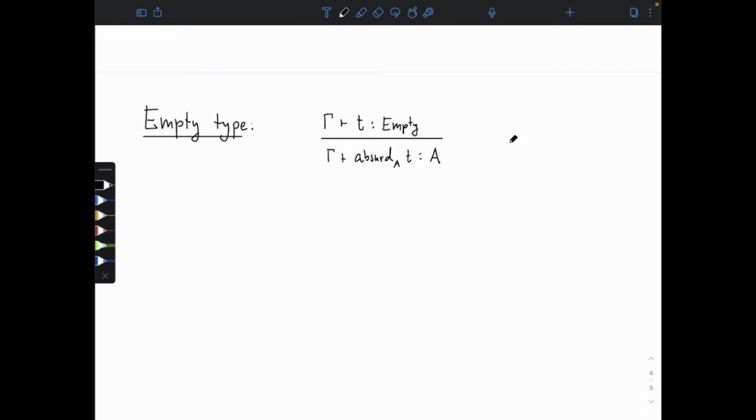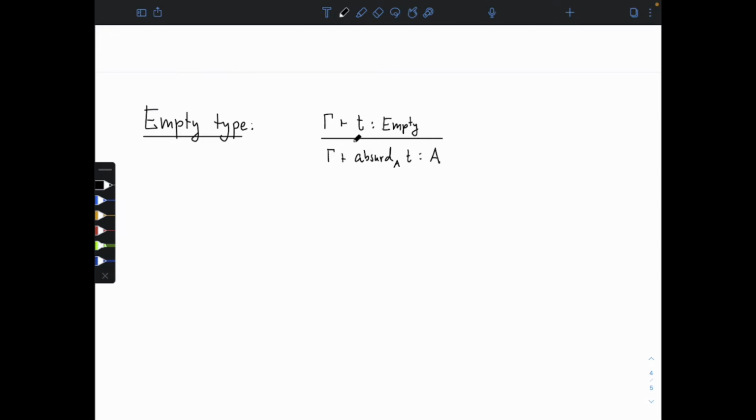Now, there is no way to actually construct elements of empty type. So how are we ever going to get a T like that? Well, we're going to get a T when gamma is non-empty, right? You can get T by having hypotheses that allow you to create T. For instance, T could be a variable of type empty. That would be one way to get it.